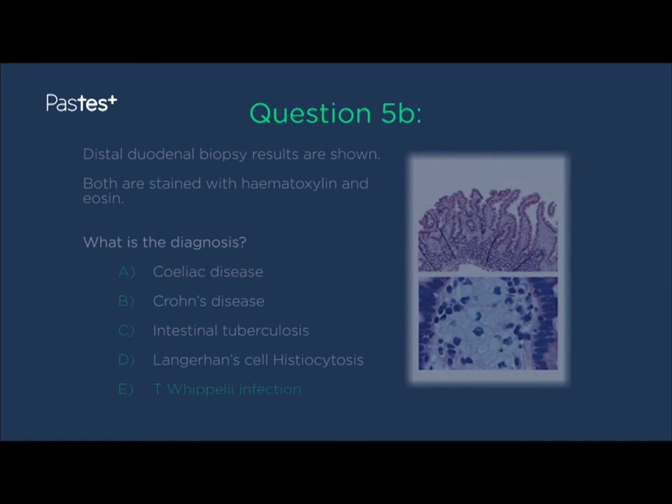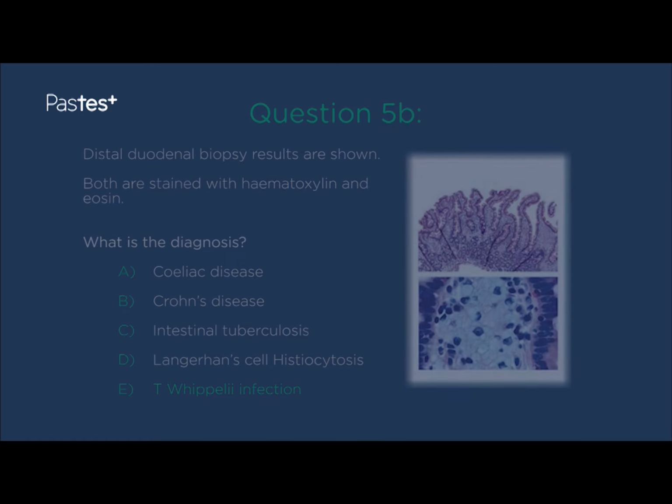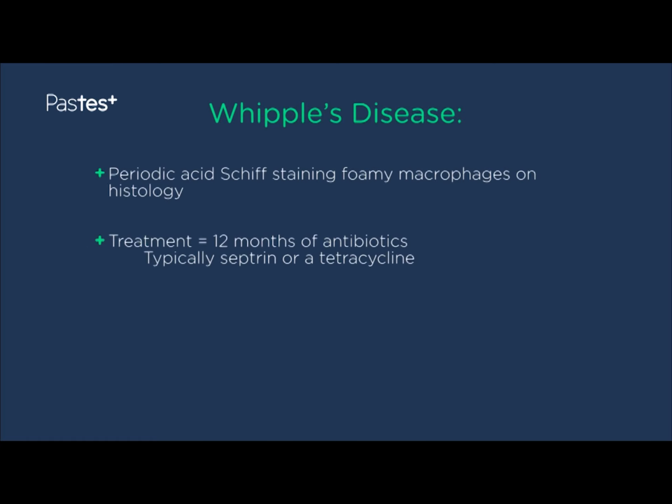And sure enough, that is the correct answer here. This is Whipple's disease, caused by Tropheryma whipplei. I can't say that properly. I'm not going to try again. Characteristic periodic acid-Schiff staining within foamy macrophages on histology. If you're lucky, they'll describe the histology as saying foamy macrophages. If you're unlucky, they'll show you a picture and describe a classical clinical history. The treatment, 12 months of antibiotics, typically co-trimoxazole or tetracycline-based regimes.